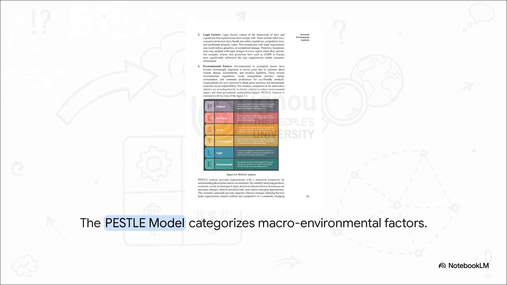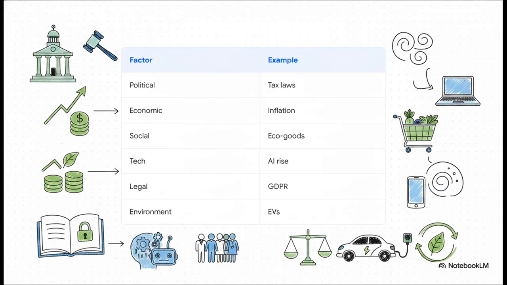PESTLE is an acronym, and it stands for Political, Economic, Social, Technological, Legal, and Environmental Factors. By systematically looking at each of these dimensions, organizations can actually map out the long-term challenges and opportunities they're facing on a grand scale. Let's run through exactly how this looks in the real world, using some examples straight from our source material. Political factors.